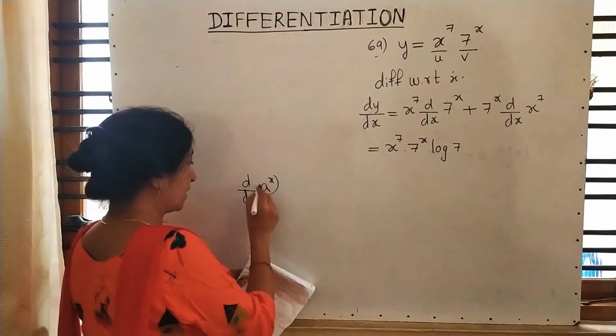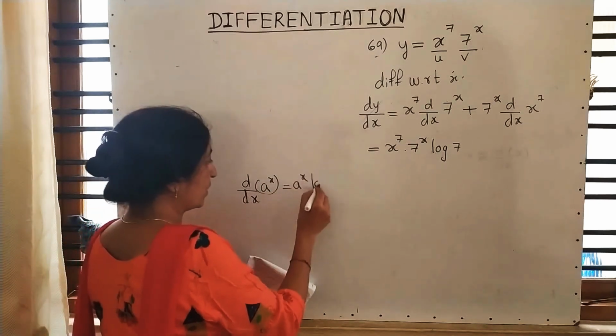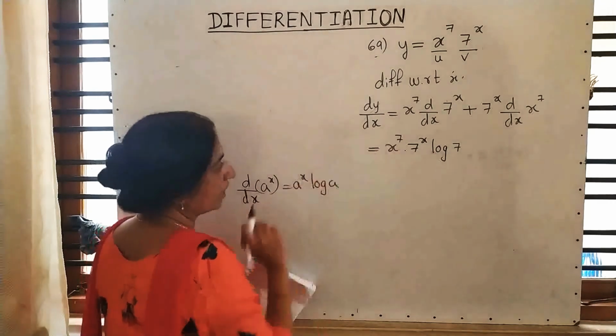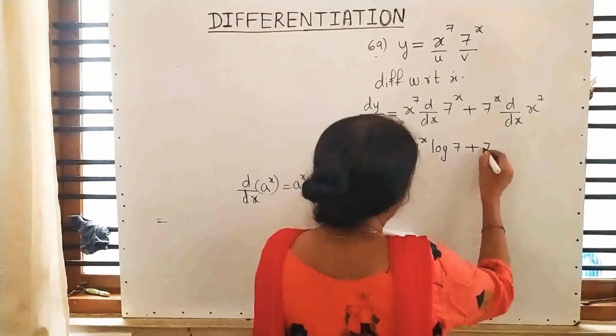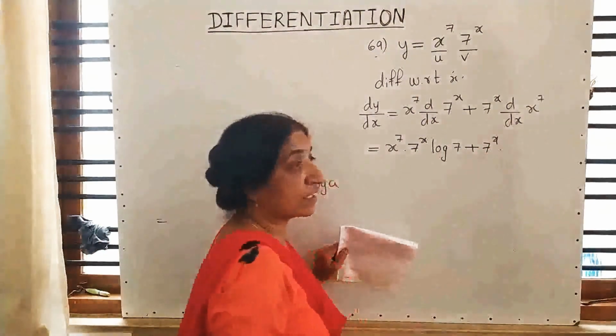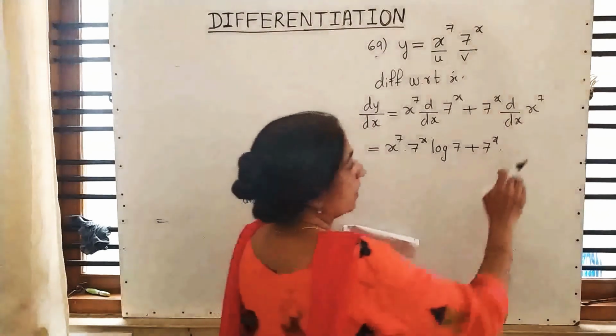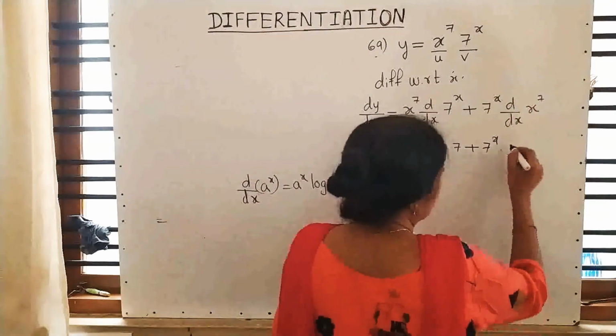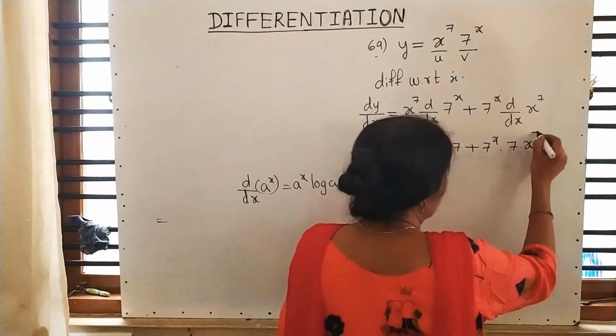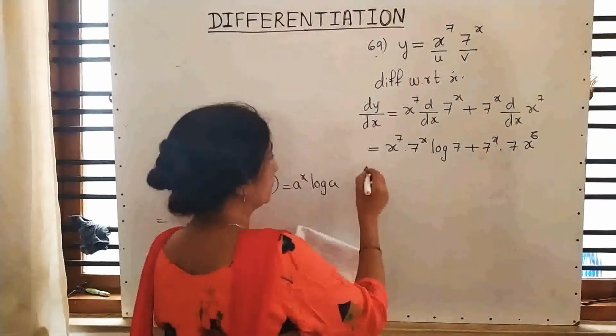Differentiation of a raised to x is what? A raised to x into log a. The same formula we are applying here, plus 7 raised to x as it is. What is differentiation of x raised to 7? It is in the form of x raised to n. 7 into x raised to 7 minus 1, that is 6.